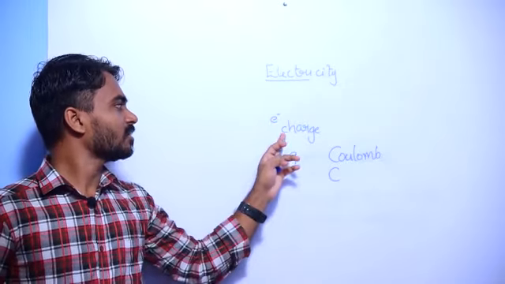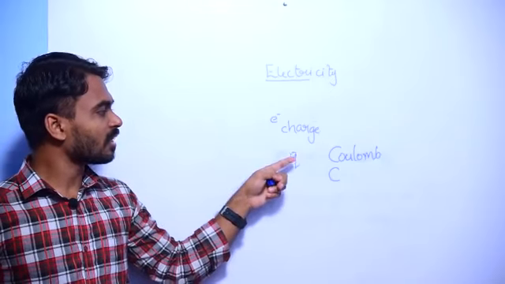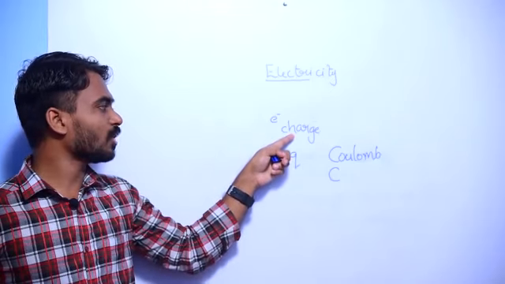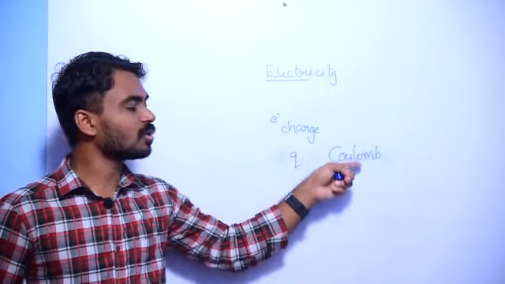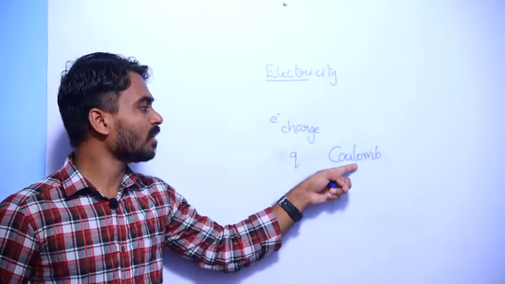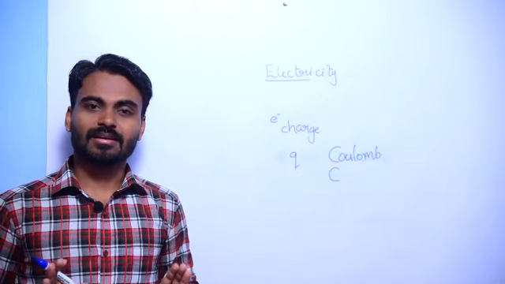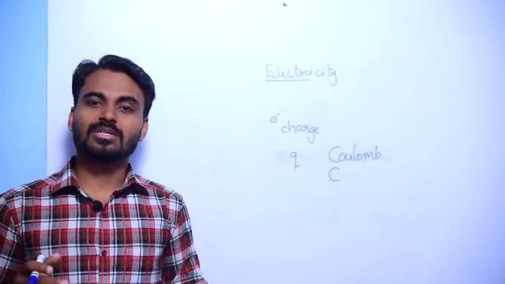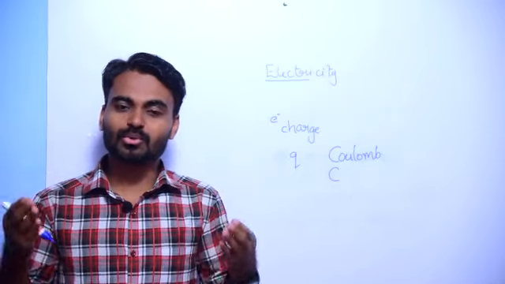In the same way, charge is our term, and to denote charge we use Q, and the unit of charge is coulomb. Coulomb is denoted by the letter C. Easy, right? Q for charge, C for coulomb.